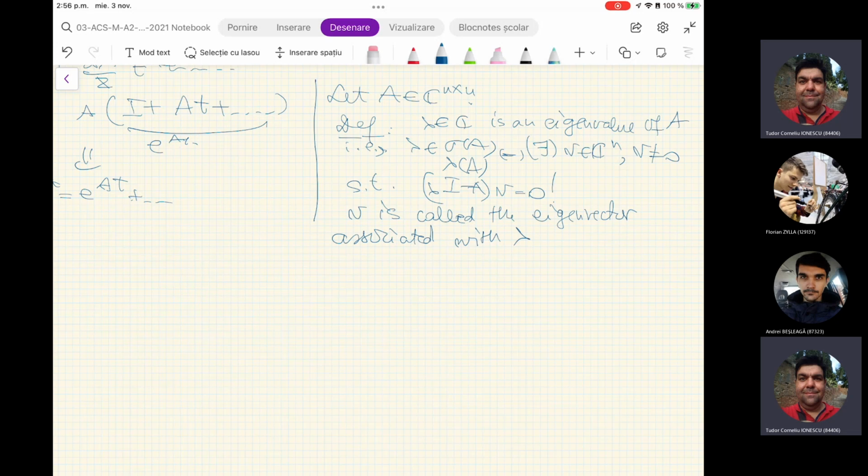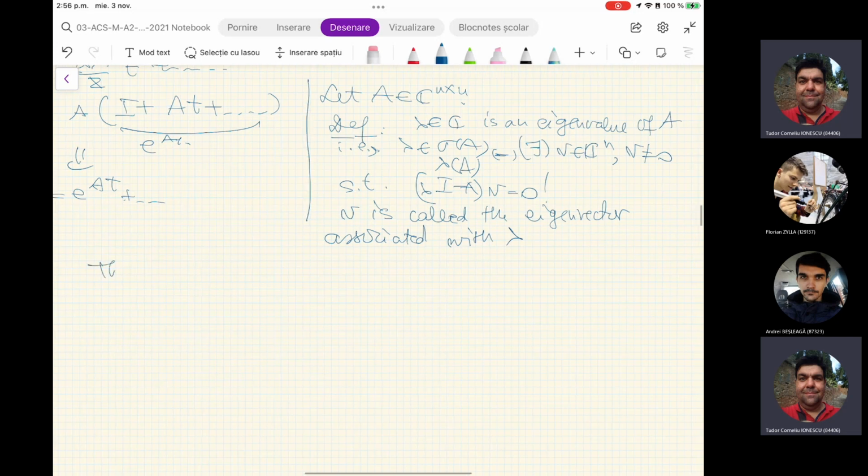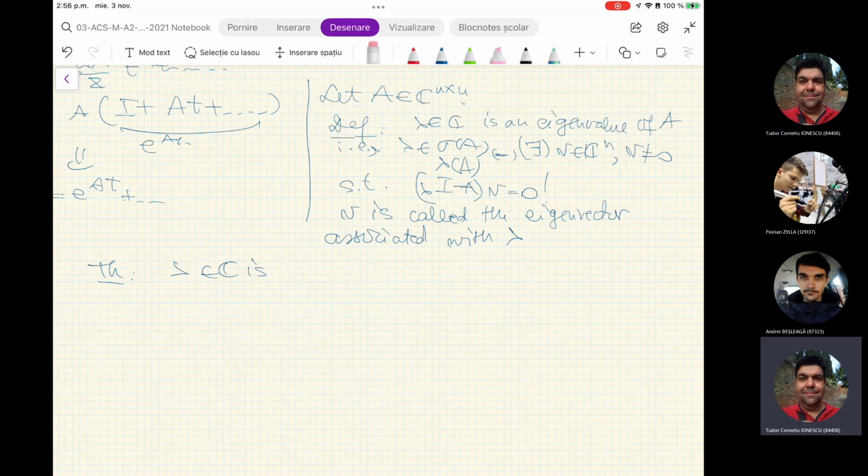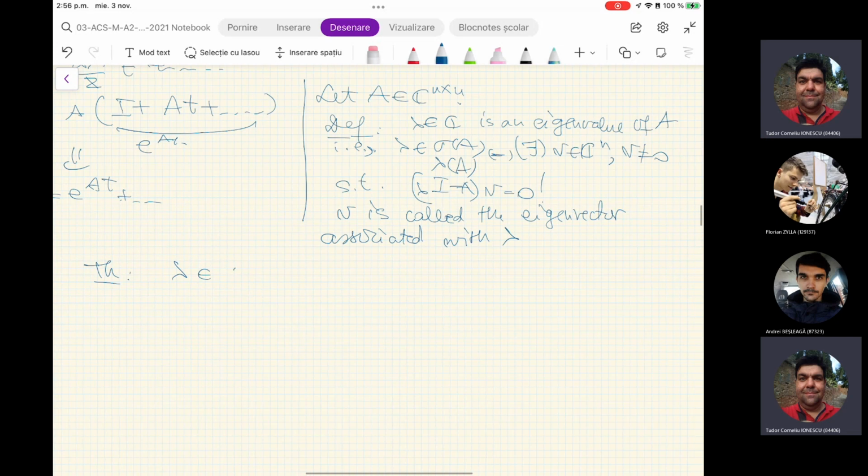Hence, when is this zero? Okay, so the first result says that lambda is an eigenvalue of the matrix A if and only if the determinant of lambda I minus A is zero. Yeah, it's a straightforward corollary of the definition.